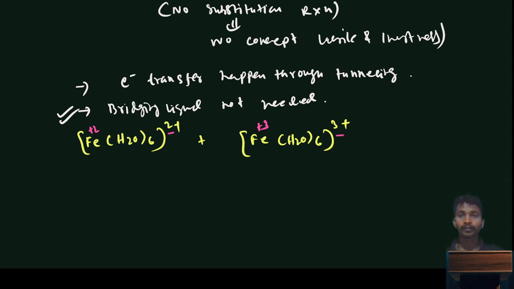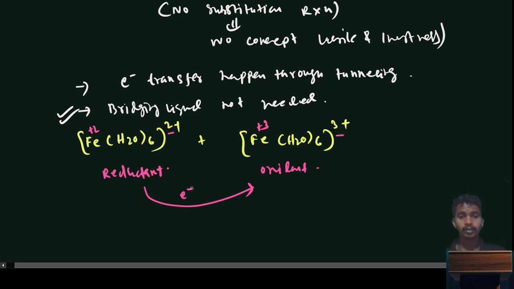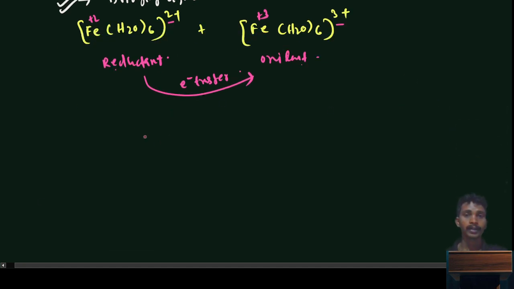Wherever the charge is high, it means electron deficient, so this is the oxidant, and the low charge means electron rich, that is the reductant. Electron transfer always happens from reductant to oxidant. Since we do not have the labile concept here, we will look directly at the reductants and oxidants and solve from that. Now we will look at the general mechanisms.